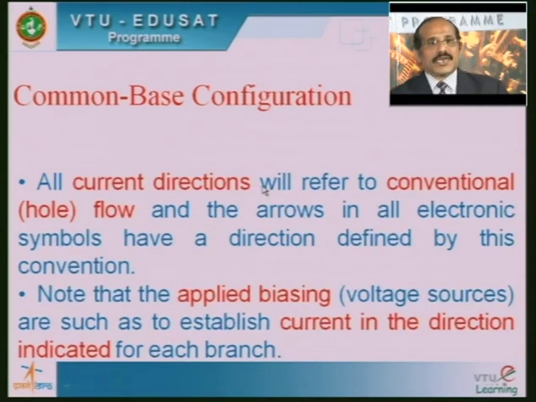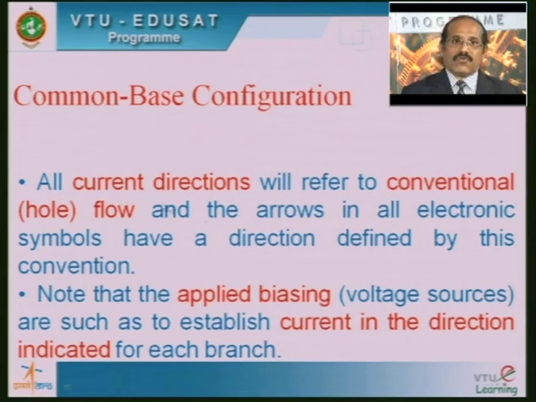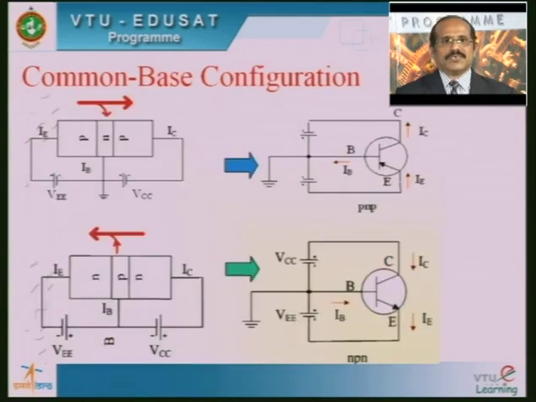Also, you can note that all current directions in BJT refer to conventional flow, that is the conventional direction of hole flow. That means it is against the direction of the electron flow. And the arrows in all electronic symbols have a direction defined by this convention only, that is conventional current flow here. Note that the applied biasing is such as to establish the current in the direction indicated for each branch.